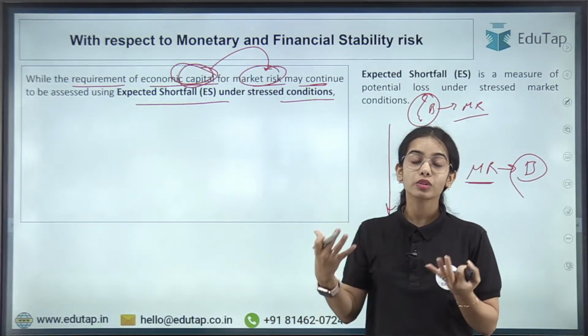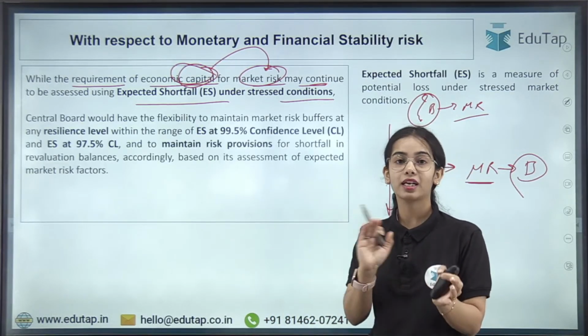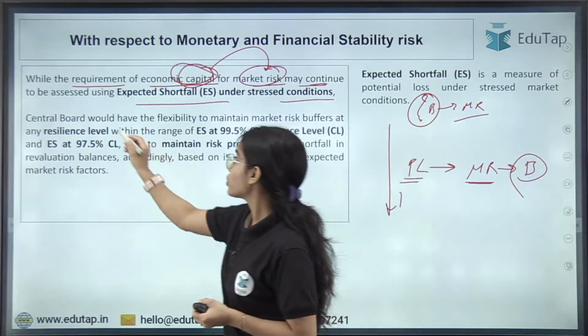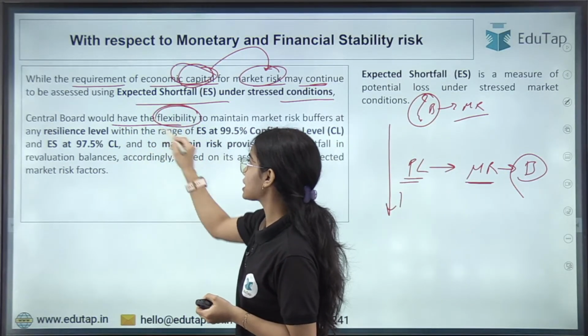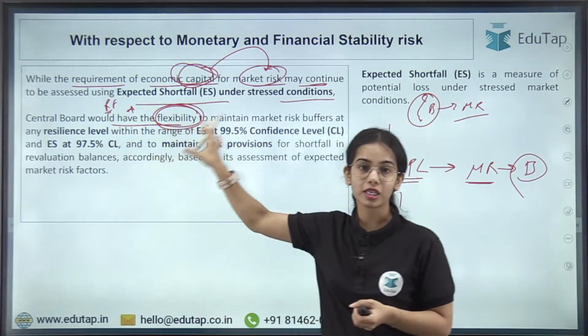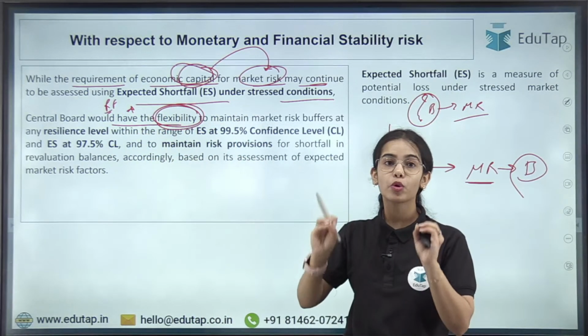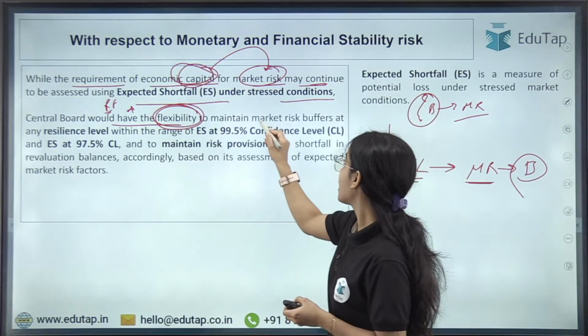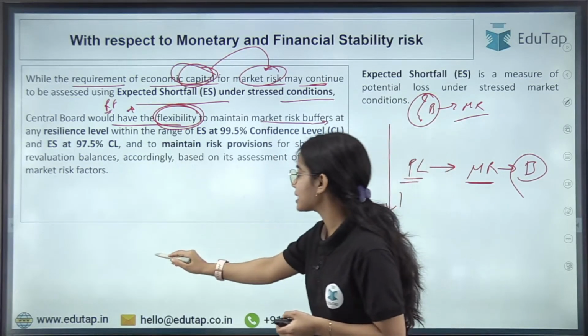Now, in what criteria will the buffers be maintained? So the central board would have the flexibility. Now this is the main idea. This is the revised framework. So under the revised framework, as per the internal review, the central board would have the flexibility to maintain market risk buffers at any resilience level.